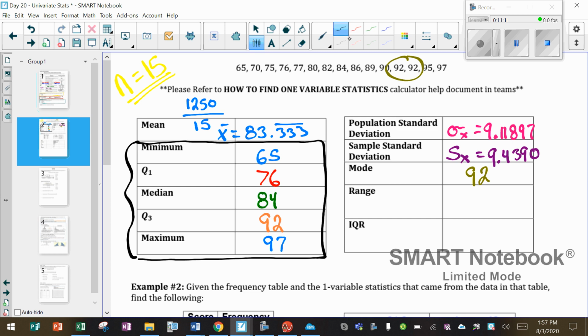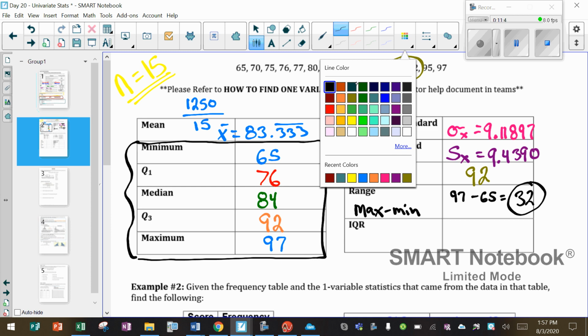Okay, the range. That's when you take the highest number and subtract out the lowest number. So in this case, our highest number, our max, is 97. We're going to subtract out 65. So use your calculator if you have to, but what you're going to do is do 97 minus 65, and you're going to get a range of 32.